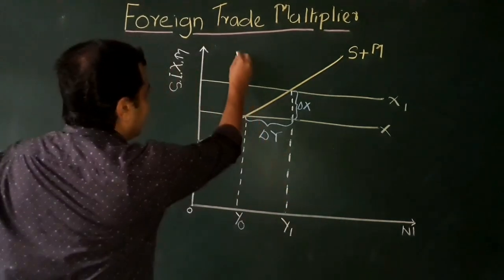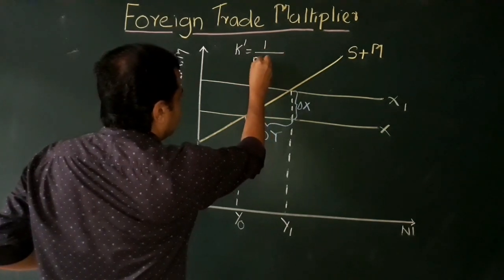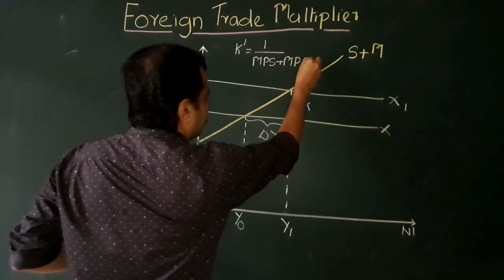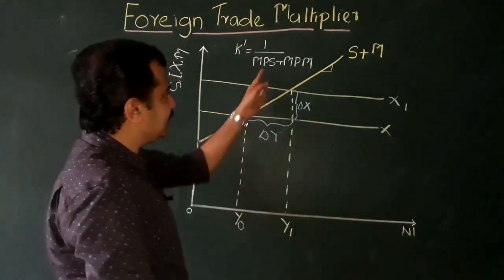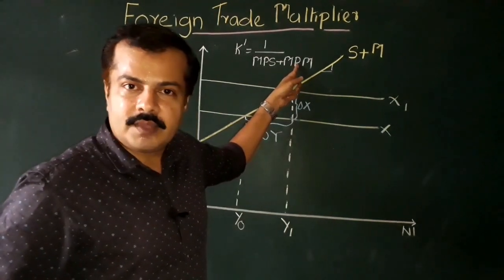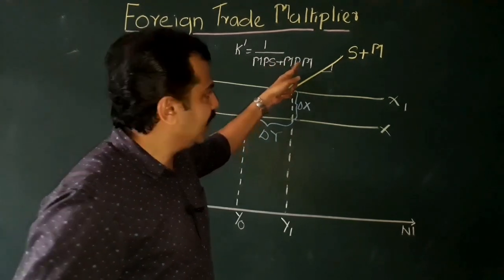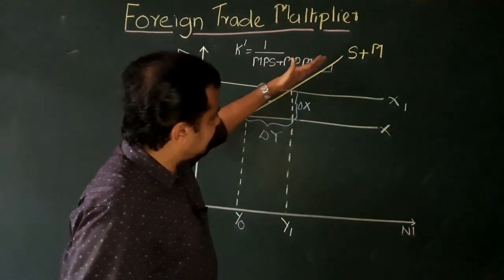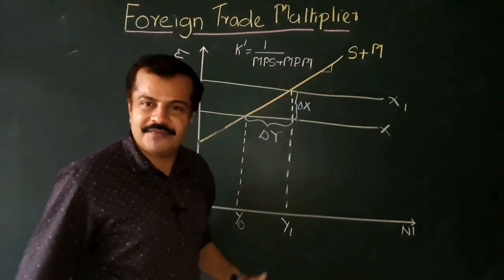Hope you remember our K dash. What was our equation? K dash is equal to 1 by MPS plus MPM. So this is our foreign trade multiplier. The slope of this curve is determined by the value of MPS and MPM. Smaller the value of MPS and MPM, smaller will be the slope as well. That means the smaller this value, this curve will become flatter and flatter. It's a relatively flatter curve.